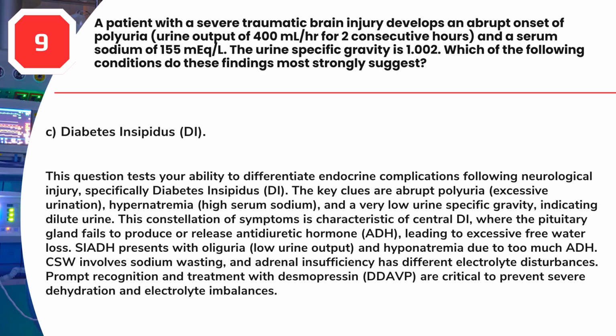Answer C. Diabetes insipidus, DI. This question tests your ability to differentiate endocrine complications following neurological injury, specifically diabetes insipidus, DI. The key clues are abrupt polyuria, excessive urination, hypernatremia, high serum sodium, and a very low urine-specific gravity, indicating dilute urine. This constellation of symptoms is characteristic of central DI, where the pituitary gland fails to produce or release antidiuretic hormone, ADH, leading to excessive free water loss.